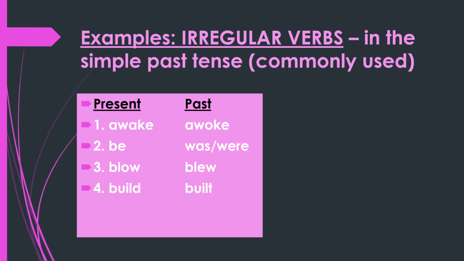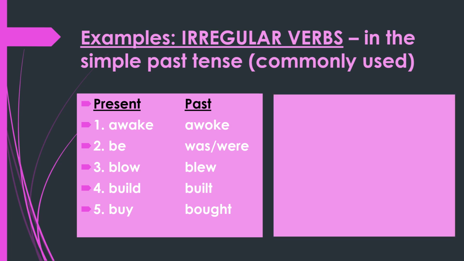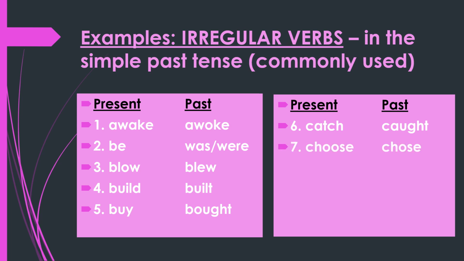The fourth one is build, B-U-I-L-D, becomes built in the simple past form, that is B-U-I-L-T. The next one is buy. B-U-Y becomes bought, B-O-U-G-H-T in the simple past form. The sixth one is catch. C-A-T-C-H. It becomes caught in the simple past form, that is C-A-U-G-H-T.